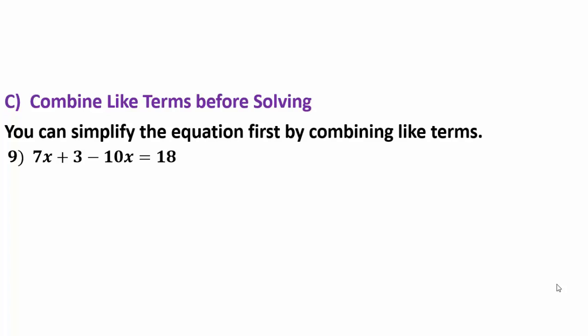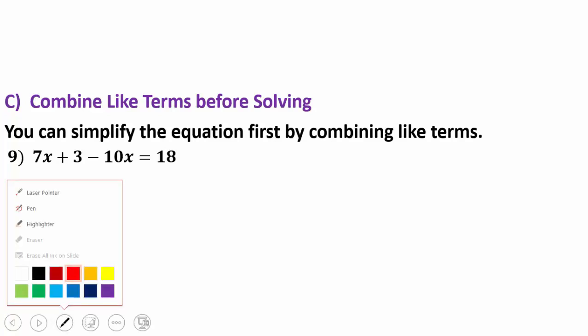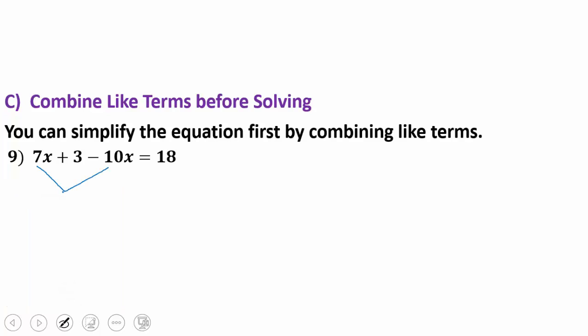So in number 9, 7x plus 3 minus 10x equals 18. We can solve by combining these two terms, the 7x and the negative 10x. That would be negative 3x plus 3 is equal to 18. So we combine like terms first. We always simplify before we solve.